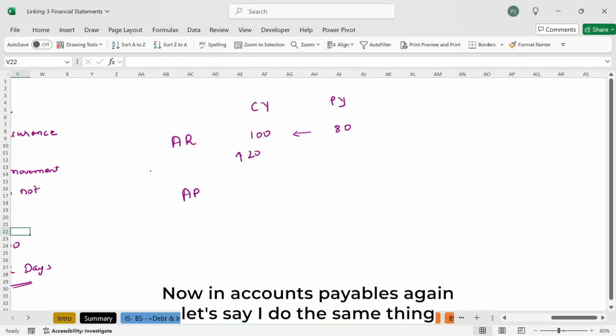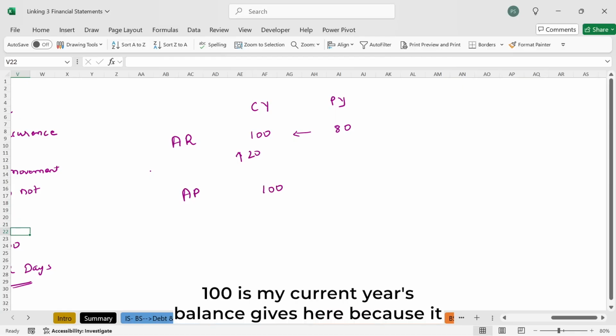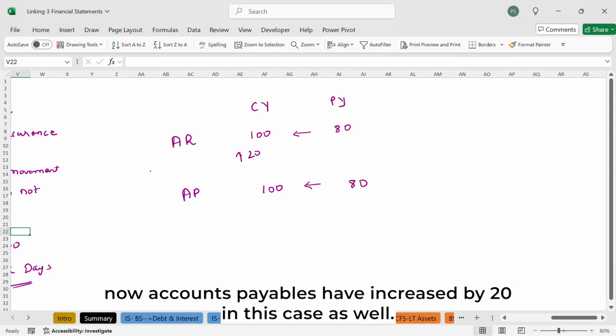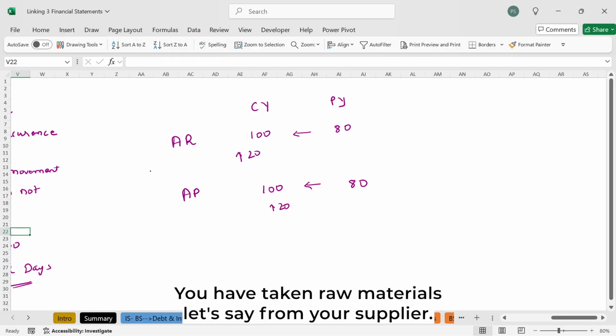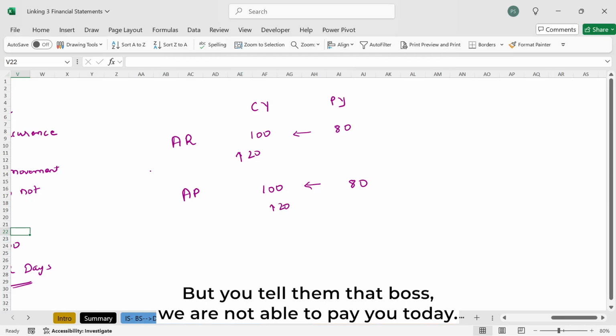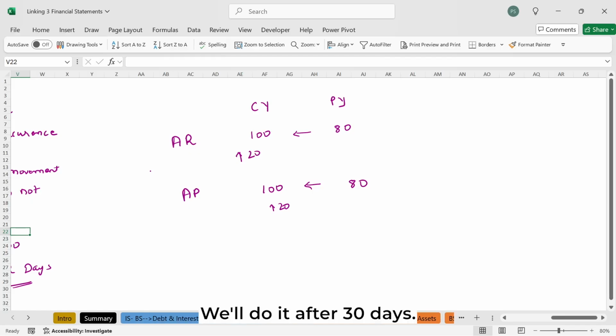Now, in accounts payables, again, let's say I do the same thing. 100 is my current year's balance. Previous year it was 80. Now, accounts payables have increased by 20 in this case as well. Now, what are accounts payables? You flip the situation. You have taken raw materials, let's say from your supplier. You did it today, but you tell them that, boss, we are not able to pay you today. We'll do it after 30 days.